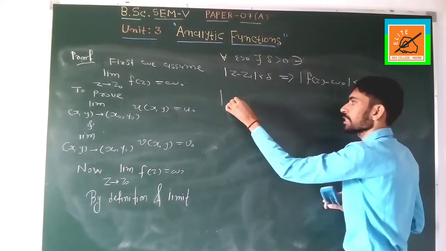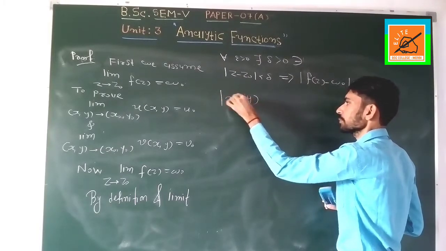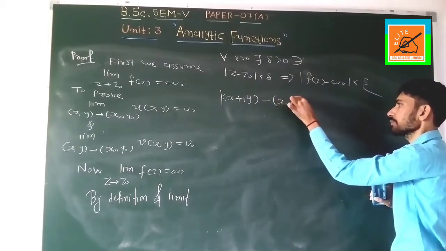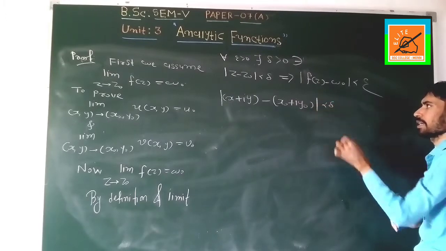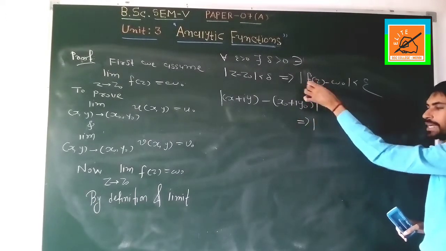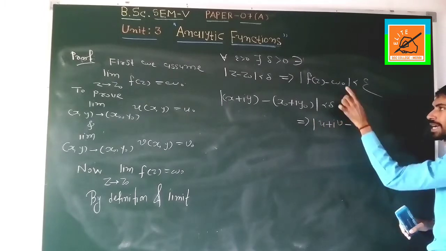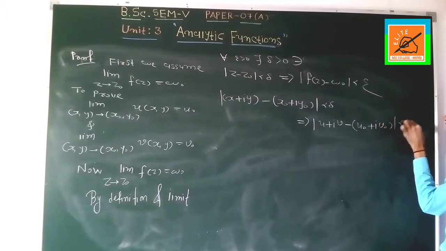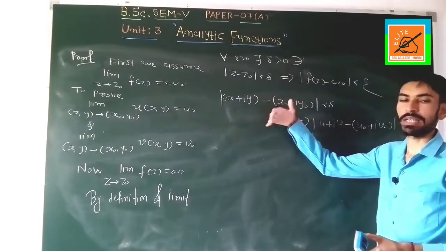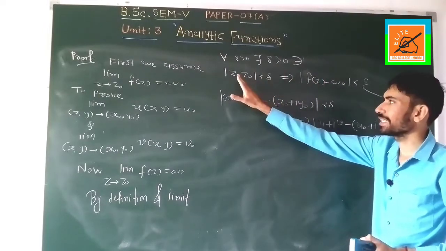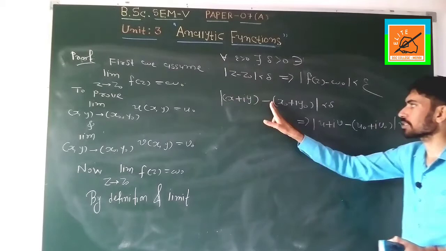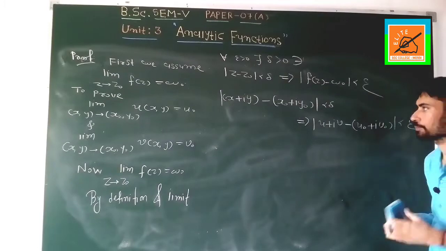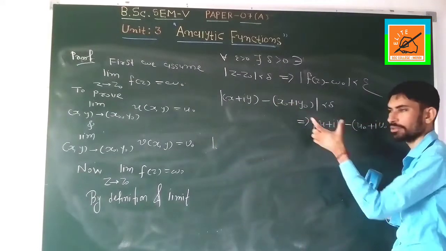Now as we know z is x plus iy, z0 we already wrote in the statement as x0 plus iy0, less than delta implies f of z we write as u plus iv in our statement, minus w0, where w0 is u0 plus iv0, less than epsilon. Friends, whatever values were in the statement, we have substituted each one. z is nothing but x plus iy, z0 is x0 plus iy0, f of z is u plus iv and w0 is u0 plus iv0.